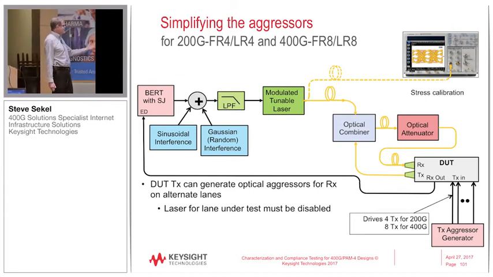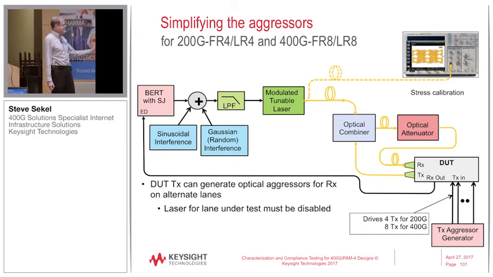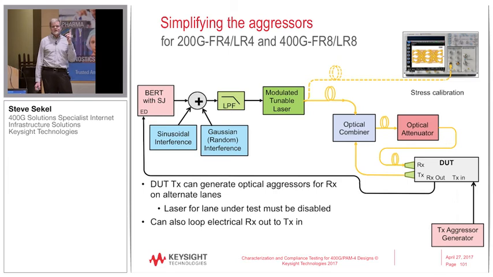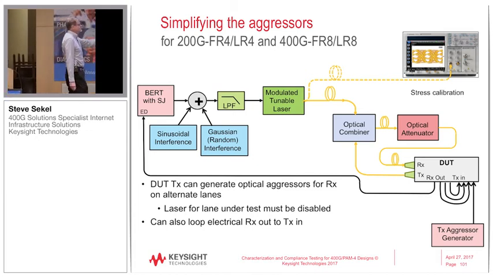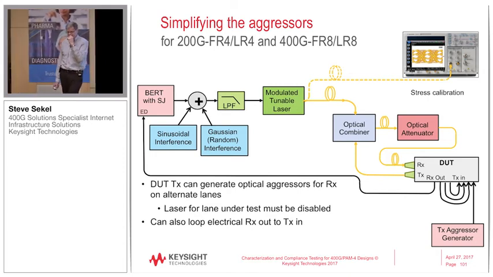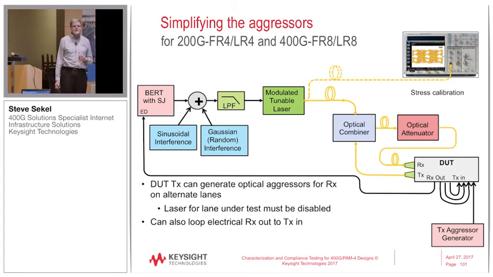Okay, and then we can go one step further, and instead of having separate aggressor generators for each of the 8 paths going through, we just go down to 1 aggressor generator, okay, and we simply loop it through. So we just take the receive output and feed it into the transmit input on the next lane. So great simplification for doing all this. So basically you get down to the device itself. If you have this capability to turn the laser off on the lane under test on the drive side, then you greatly reduce the test setup as far as the crosstalk goes. Okay.